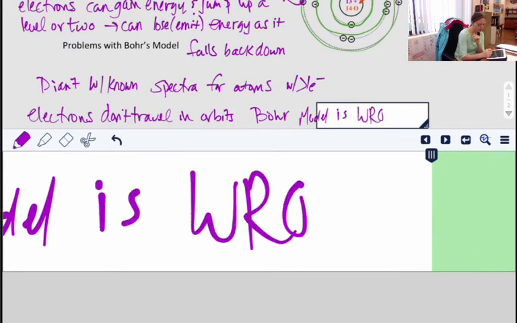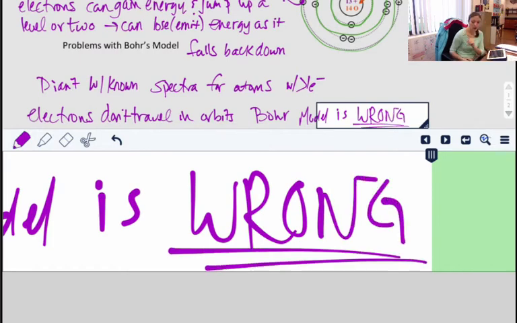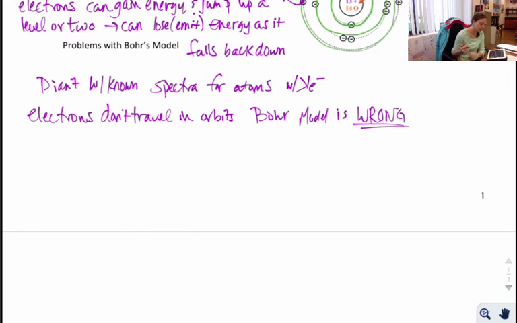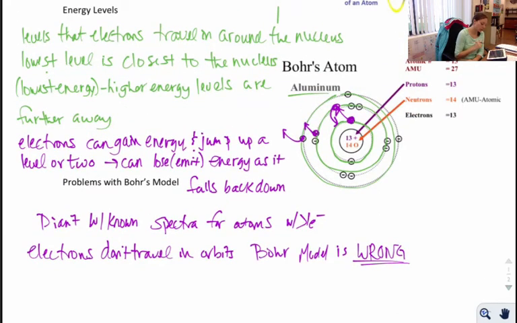This model was actually proven wrong shortly after it was come up with. But it kind of holds out because it's the easiest way to explain electrons and where they're at. The next model we're going to look at is the quantum model at the end of the chapter, and that one's a lot more difficult to explain and a lot more difficult to look at with how electrons actually travel.